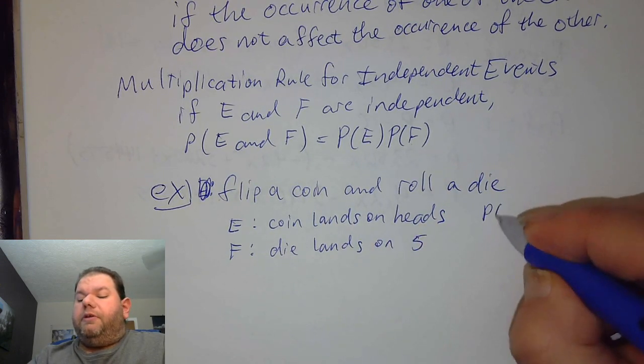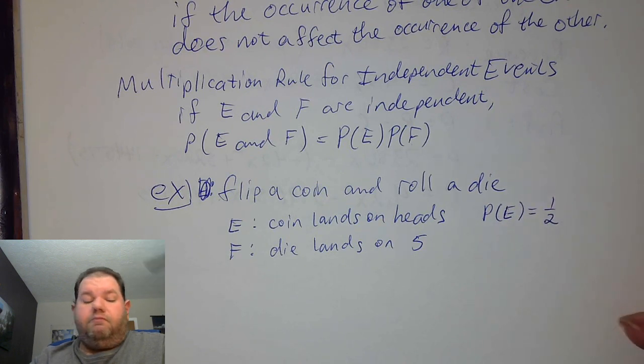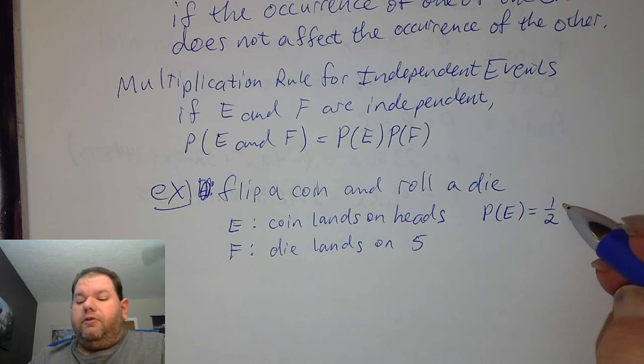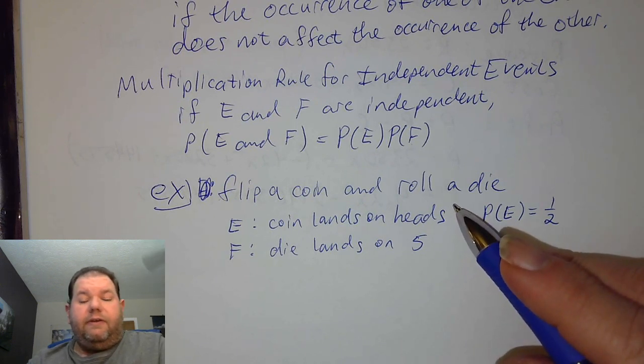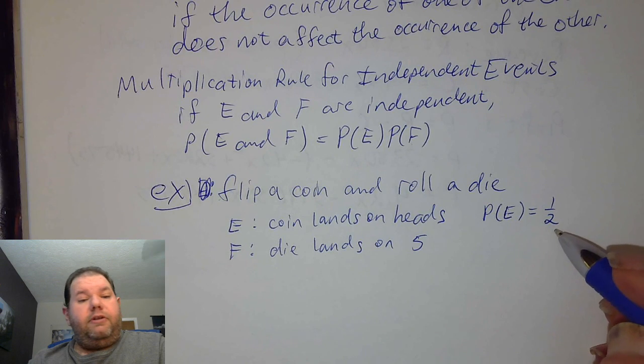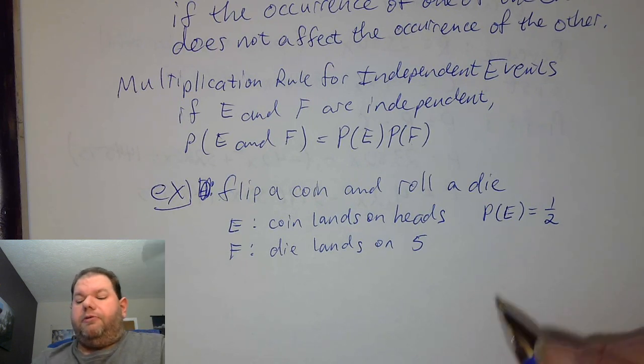We know the probability of a coin landing on heads is a 1 in 2 chance. There's only one option where it's successful, and that's where it lands on heads. But we know there are 2 options total, it could be heads or tails. So it's a 1 in 2 chance.